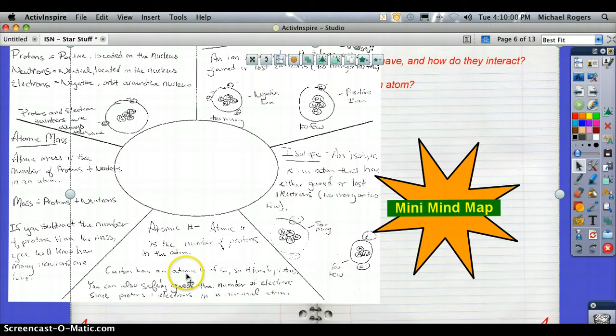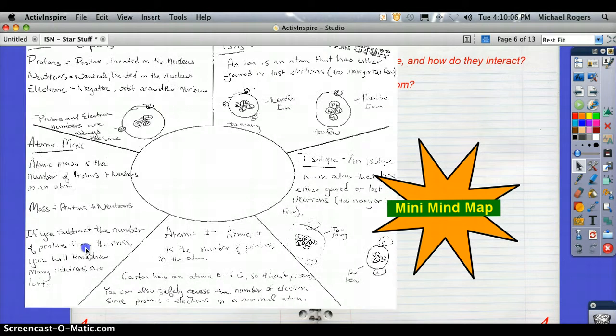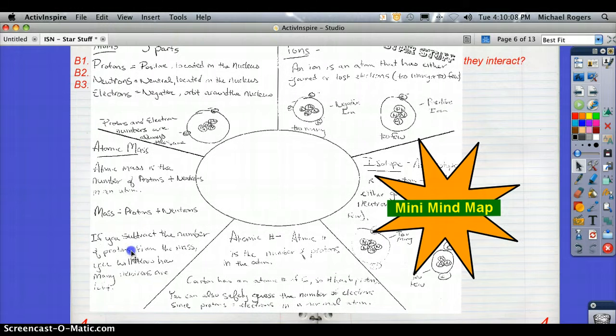And so if I told you the atomic number of carbon is 6, it has 6 protons. And you can also safely guess the number of electrons, because protons and electrons in a normal atom are always balanced and equal. Atomic mass, that's just protons plus neutrons. And so if you know the mass number and you happen to know the number of protons, thanks to this over here, then knowing these two numbers can help you to know the number of neutrons in an atom. So if you subtract the protons from the mass, that'll tell you how many neutrons you have left.